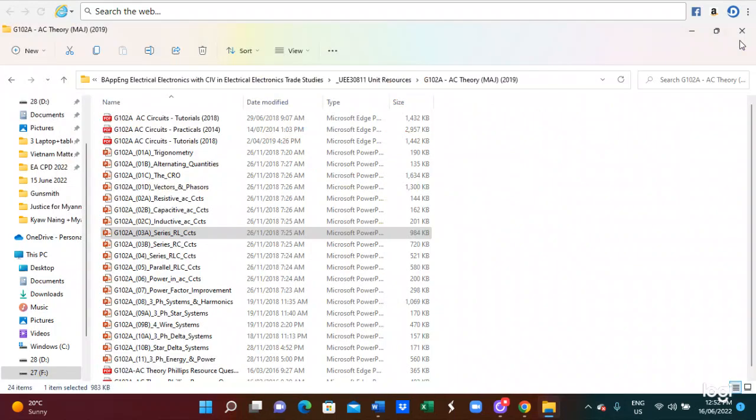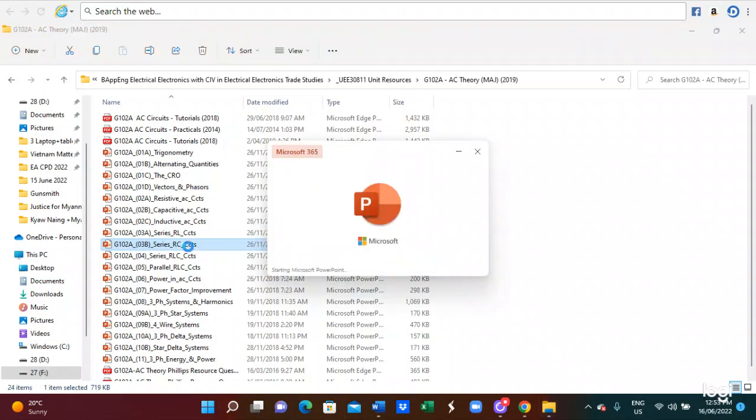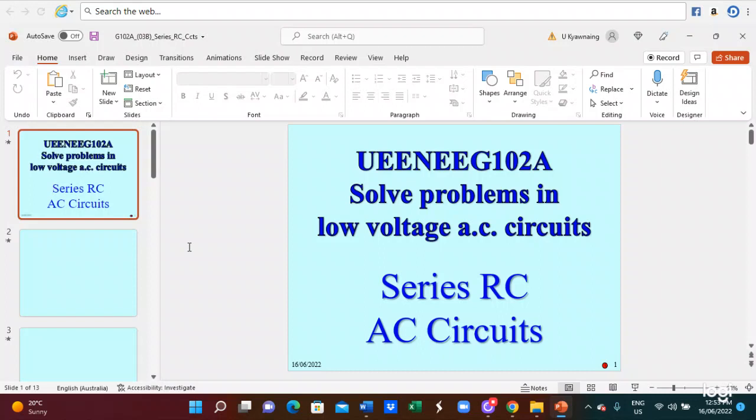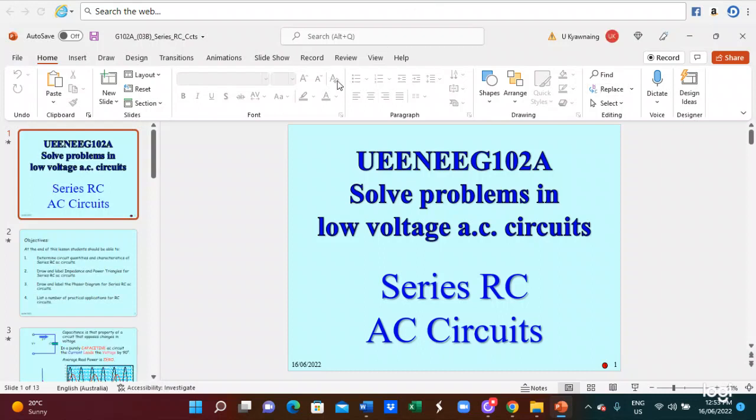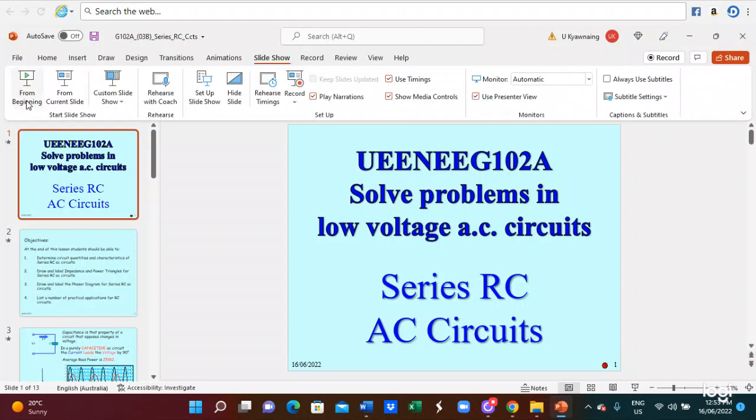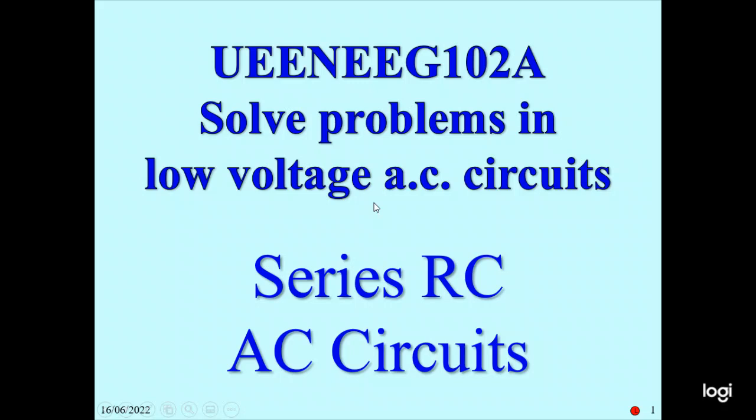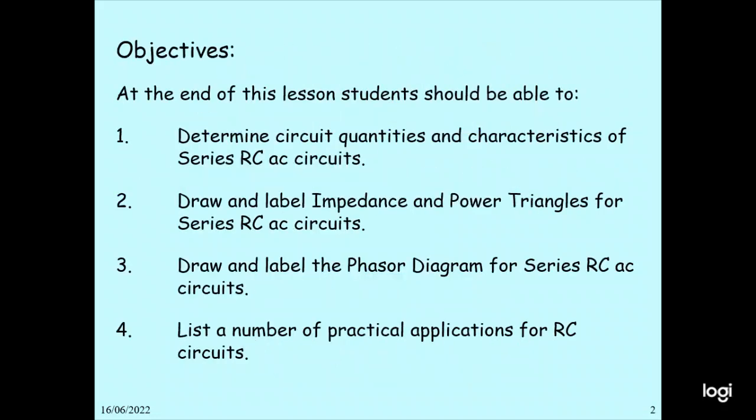Then we also do the series RC circuit. This is a series RC circuit, the sort of problem in low voltage AC circuits. So for the series RC circuit we have to calculate. At the end of this lesson, students should be able to determine the circuit quantities and characteristics of the series RC circuit. Draw and label the impedance and power triangle for the series RC AC circuit. Draw and label the phasor diagram for the series RC AC circuit. List a number of practical applications for RC circuits.